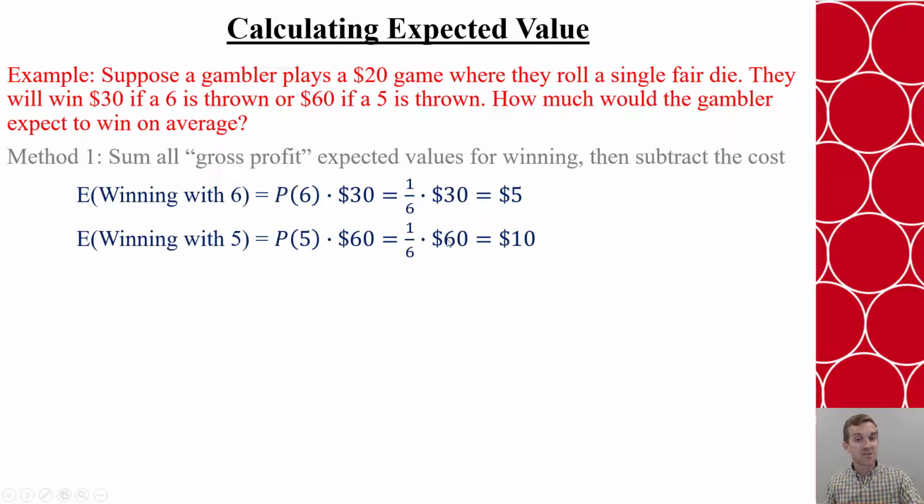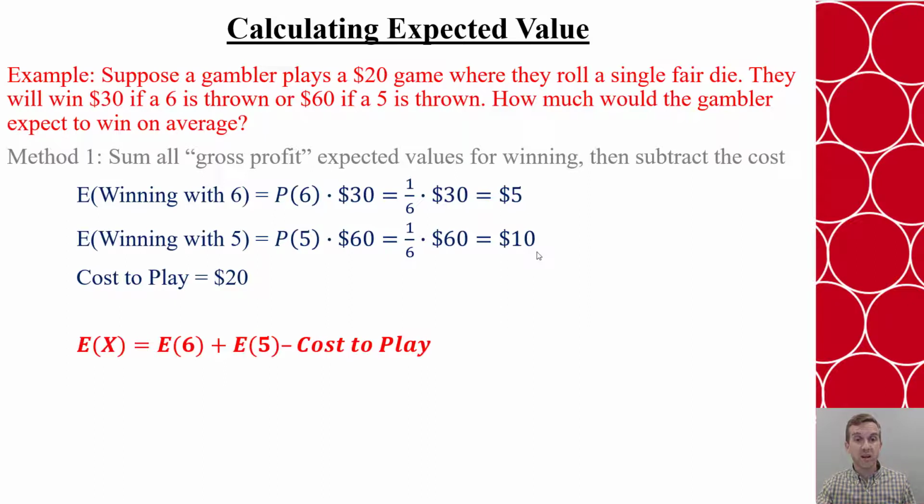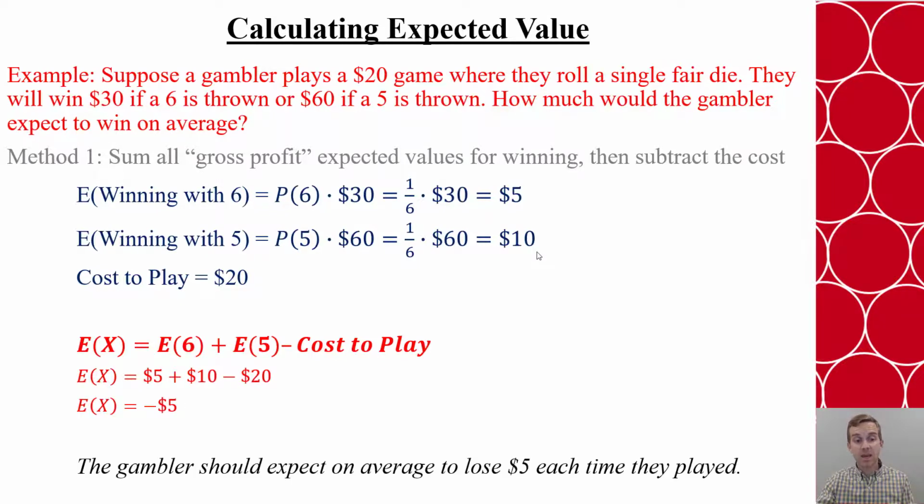So a sixth of $60 is $10. But we also have to remember that we paid to play, and that cost was $20. So that means that the expected value overall will be the expected value of winning with a 6 plus the expected value of winning with a 5 minus the total cost to play the game, which would be $5 plus $10 minus the $20, or negative $5. This means that the gambler should expect on average to lose $5 each time they play.